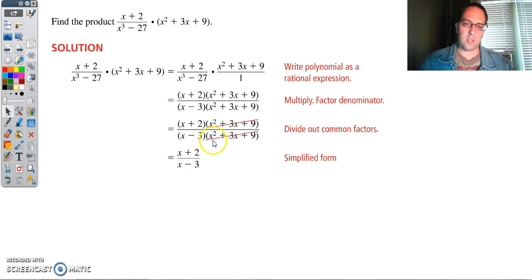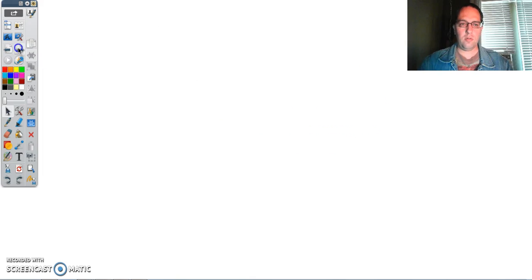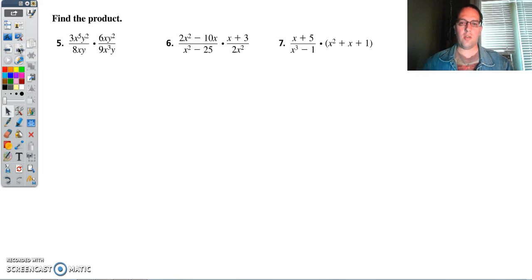And so since this won't ever equal 0, we don't have to say it can't equal this, because it doesn't have anything that will equal 0. Yeah? So if you multiply by something like this, make sure you set it over 1, and then you can multiply straight across just like you did before. Okay, so what I want you to do is work out these three problems here. Pause the video, work them out to get your answer, then come back and check your work.